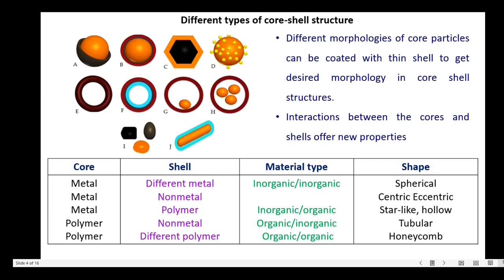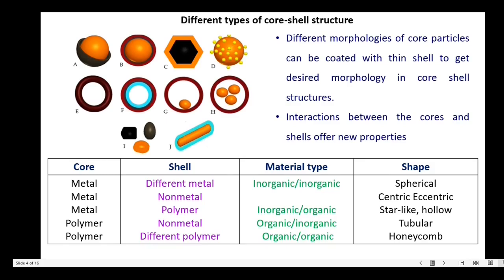So based on the material type, they are classified as inorganic core, inorganic shell; inorganic core, organic shell; organic core, inorganic shell; and organic core, organic shell. Based on this classification, the core-shell materials can have the combination of metal core, different metal shell; metal core, non-metal shell; metal core, polymer shell; polymer core, non-metal shell; polymer core, different polymer shell. These are the different combinations of core-shell structures.